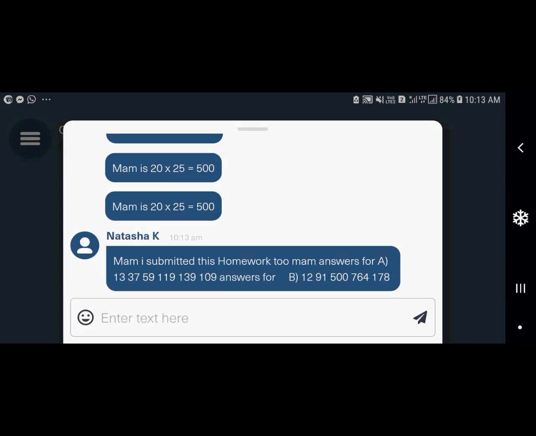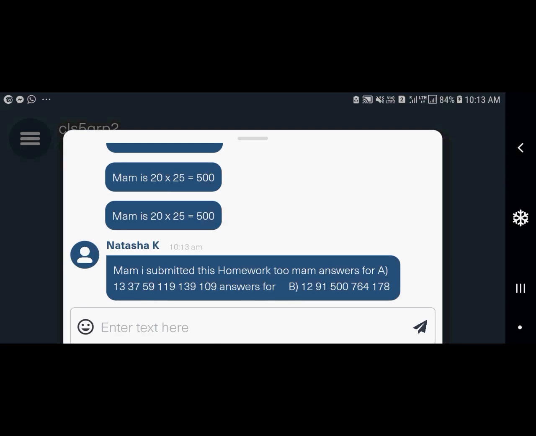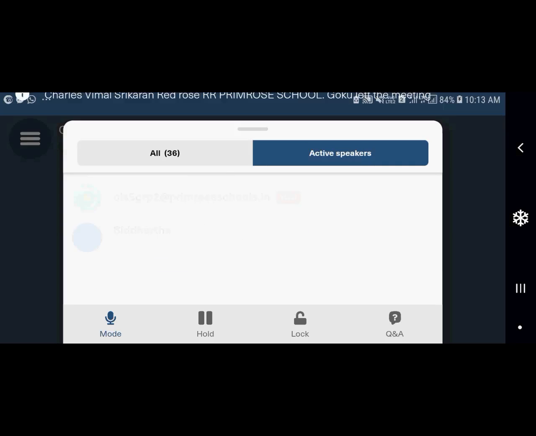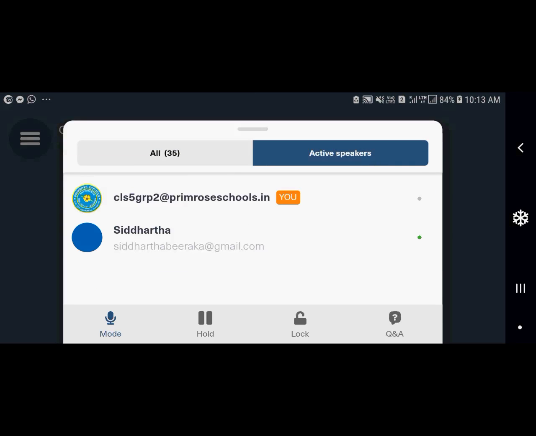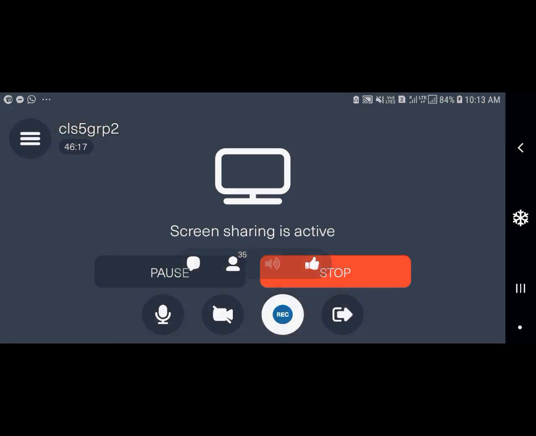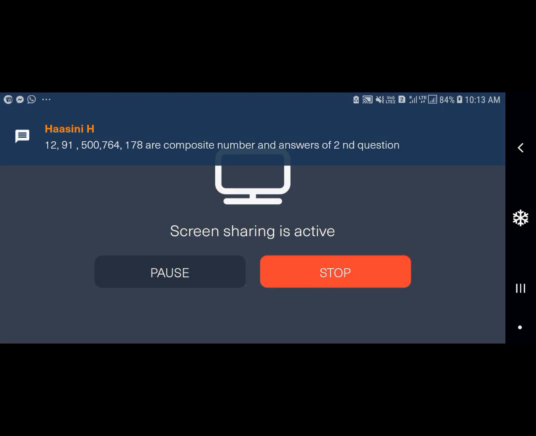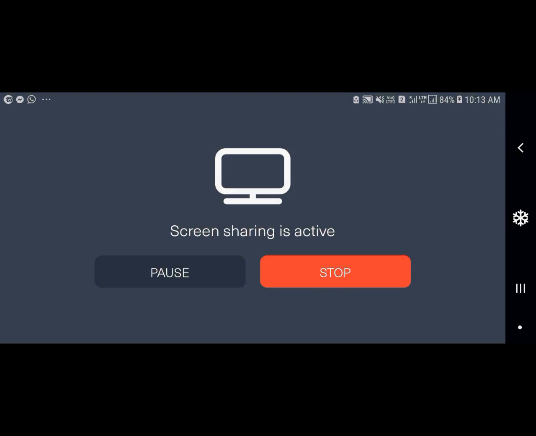Come on, quickly tell the answer, Siddharth. The class is waiting for you. Ma'am, 12 is a composite number. Very good. What about 91? 500 is a composite number. Very good. Good, Hasini. Very good. 89 is a composite number.